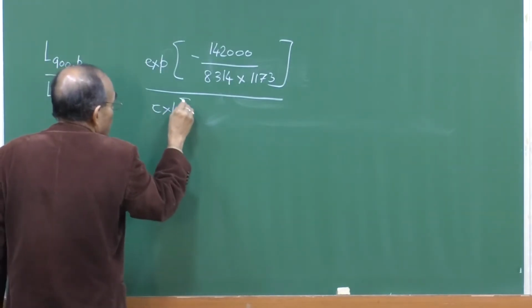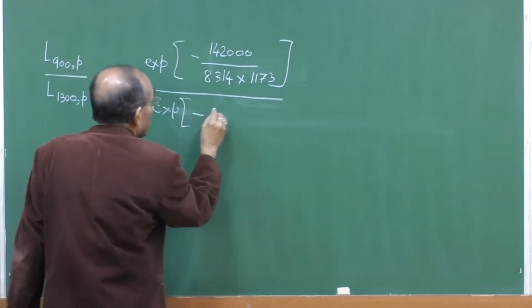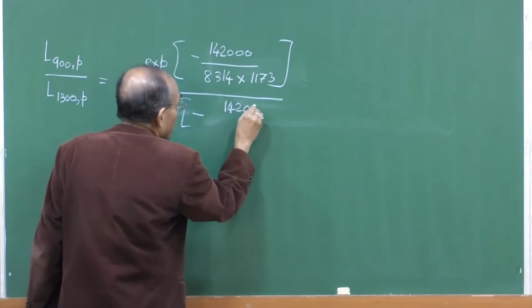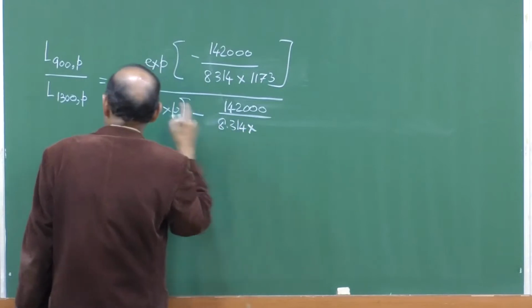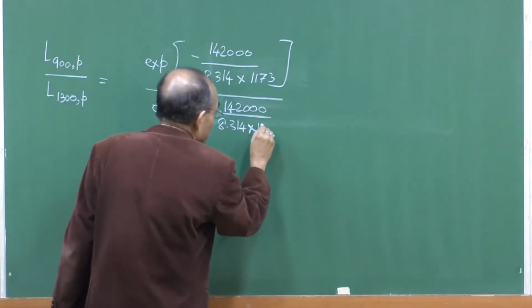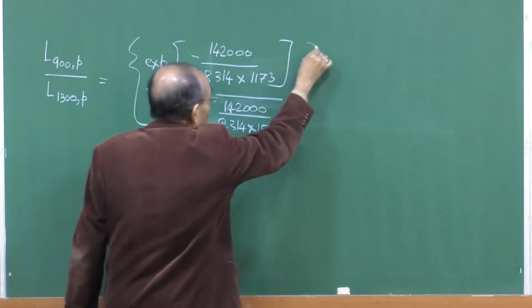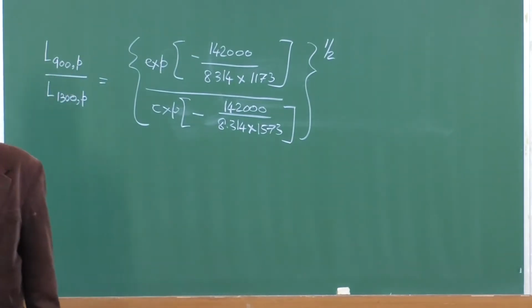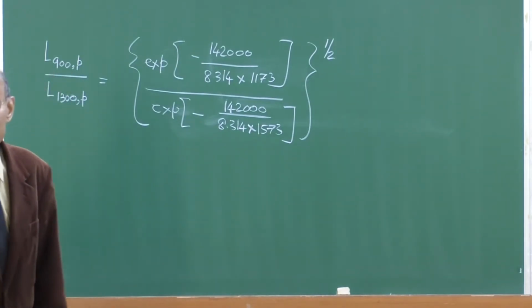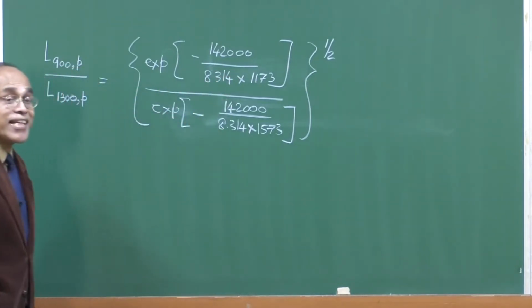I just want to give you the final values if you do the calculation and make one or two deductions on the basis of the value. Then 8.314 multiplied by, corresponding to 1300, it is 1573, and the whole thing is raised to the power half, because you remember that the penetration distance is equal to 4 times the square root of D into t, and the t and t cancel out.